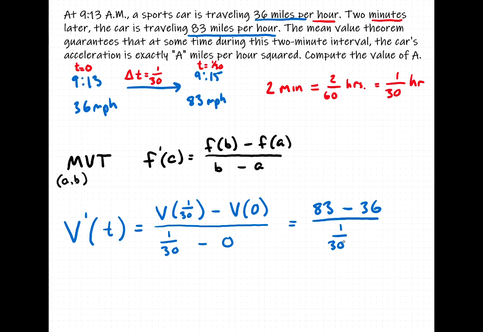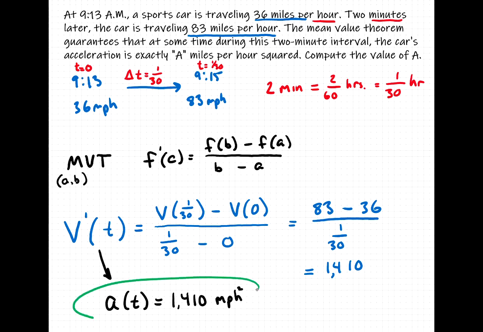Okay, so we have to plug that into a calculator. And when we pop that into the calculator, we get 1,410. And what do we know about the derivative of velocity? Well, the derivative of velocity is acceleration, and that's what we're looking for. So at some point, a of t, acceleration, is equal to 1,410 miles per hour squared.